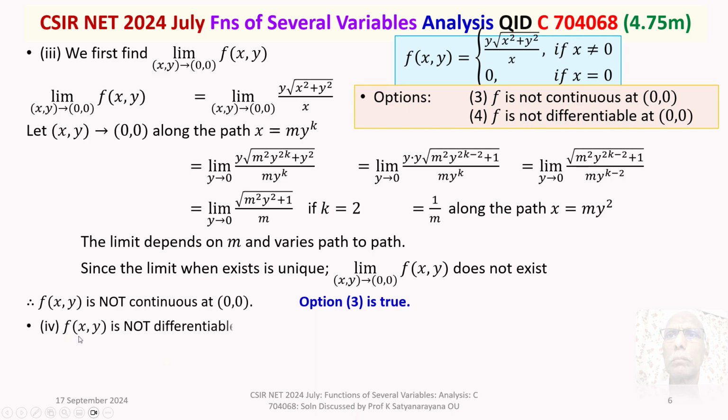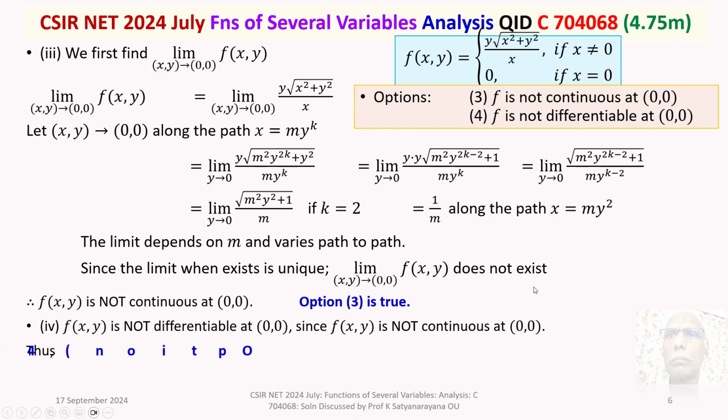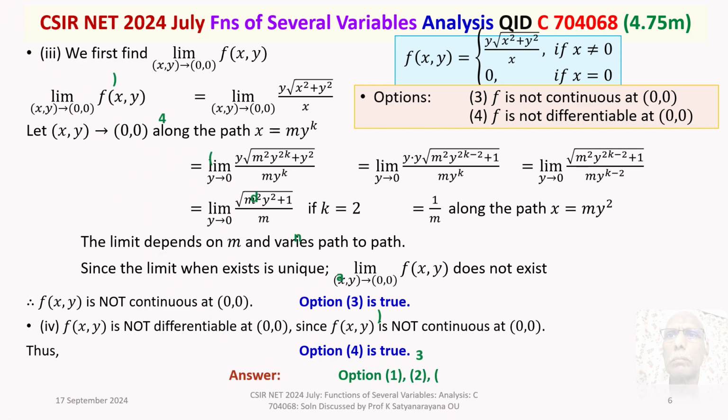Now, the fourth one, f of x, y is not differentiable at 0, 0 since f of x, y is not continuous at 0, 0. Therefore, option 4 is also true. Thus, in this question, all the 4 options are true. So, the answer to this question is option 1, option 2, option 3 and option 4. That is the detailed discussion of the solution of this problem.